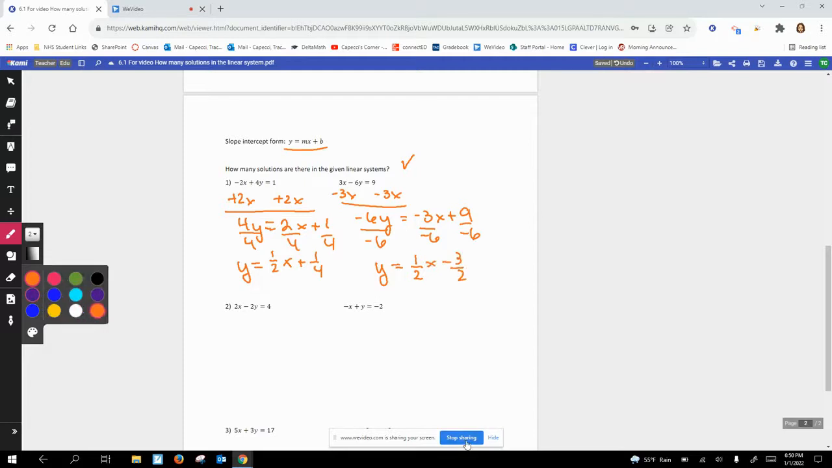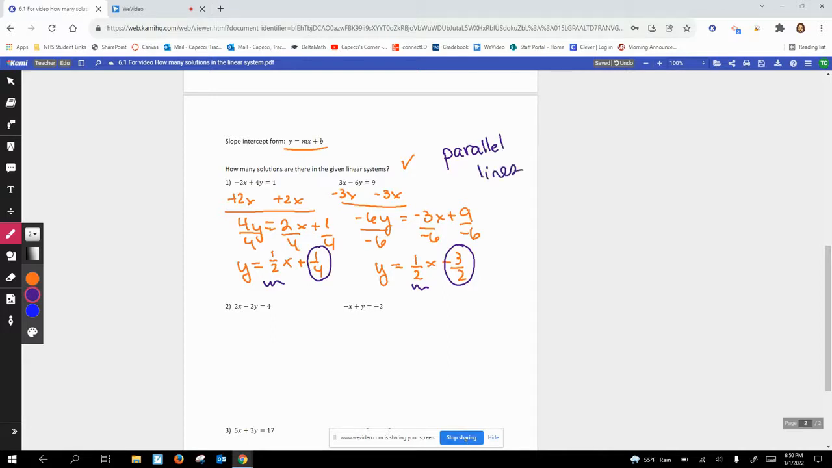Okay, so now that we have both our equations in slope-intercept form, the first thing we're going to do is compare the slopes. And we do notice that they're the same, 1/2. But we do notice that the y-intercepts are different. So these are parallel lines, right? Parallel lines. And when the question says how many solutions, in this case, there is no solution because they do not touch because they're parallel lines. Okay, let's look at the next example.